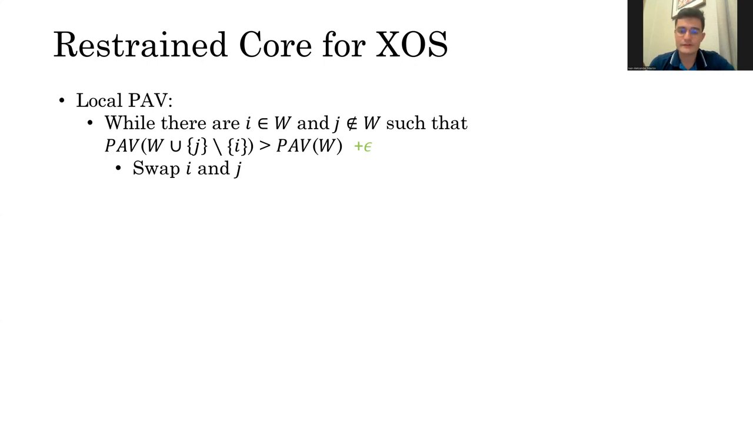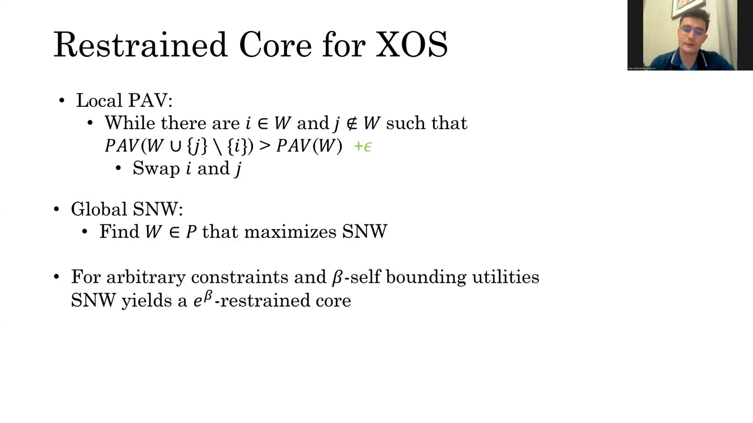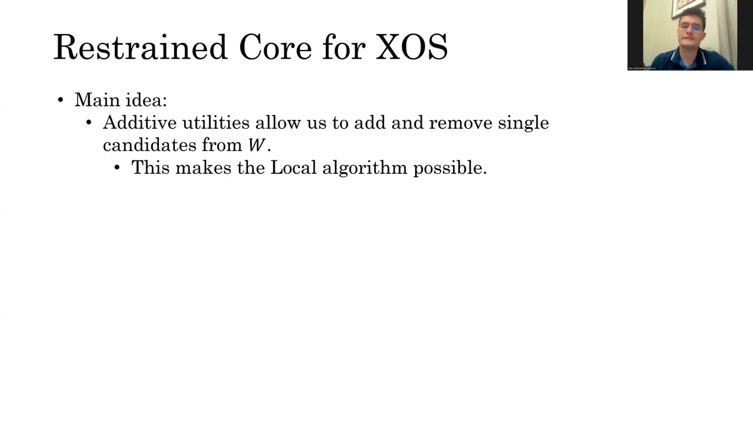In our paper, we consider the outcomes that globally maximize the smooth Nash welfare function. In particular, we show that the committee achieving the global maximum of such a function lies in the e to the power of beta approximate restraint core for arbitrary general constraints on the allocation. In this presentation, I will only give some of the intuition for why moving from the additive case to the more sophisticated case of beta self-bounding functions would require us to sacrifice the local approach and proceed with the global maximum.